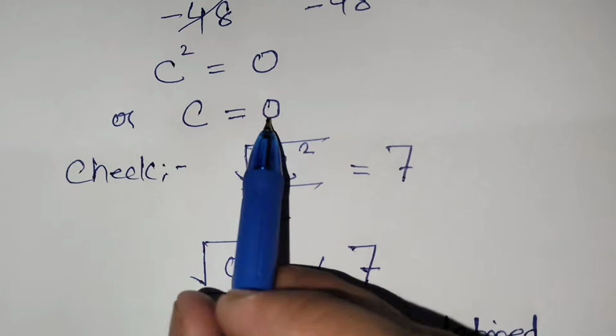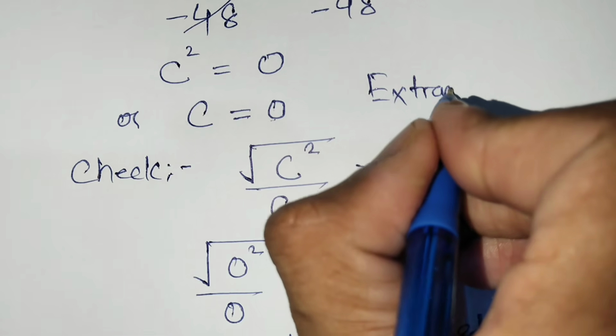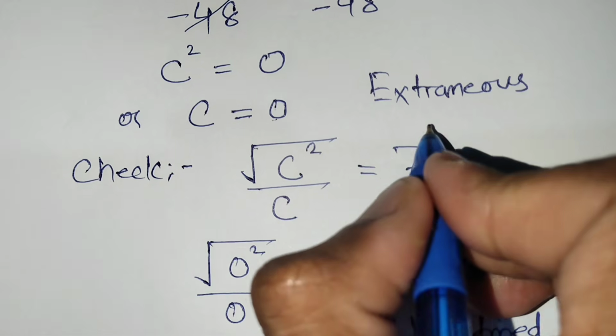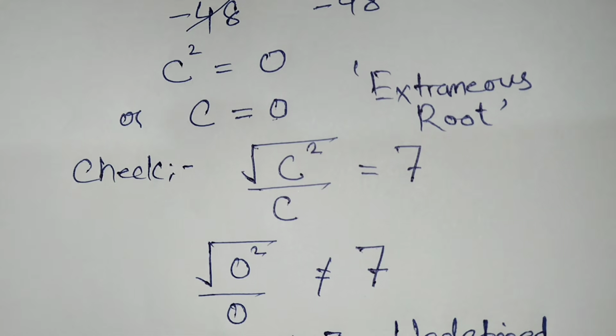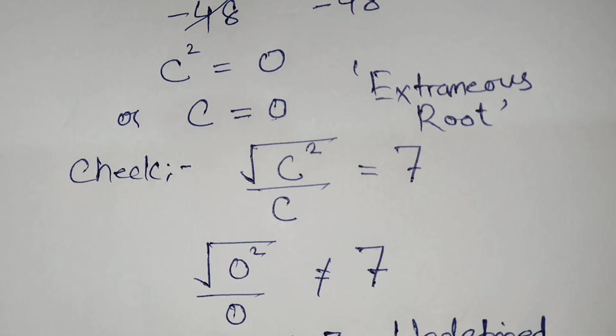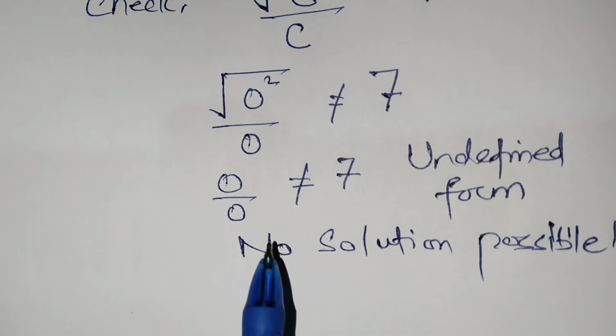And this value of c equals 0 is an extraneous root. The root which does not satisfy the original equation is called an extraneous root, because it does not satisfy left hand side equal to right hand side.